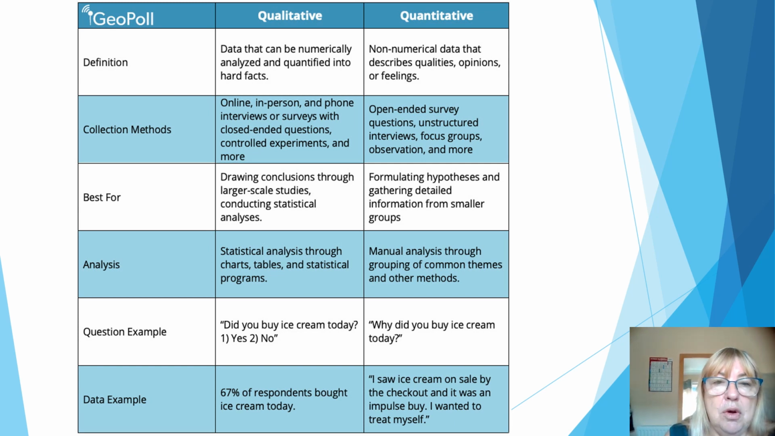A data example of quantitative: 67% of respondents bought an ice cream today. Qualitative is like just picking out a statement. So this one, you're looking at impulse buys, maybe. I saw an ice cream on sale by the checkout as an impulse buy. I wanted to treat myself. So you might find that half the people that answered said it was an impulse buy. And it could be because the supermarket was doing a promotion of them. You could find that out eventually by the questioning.